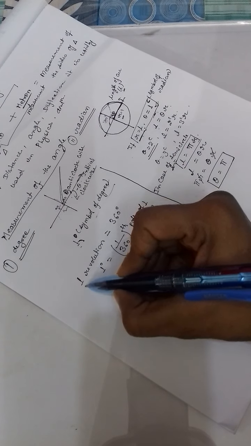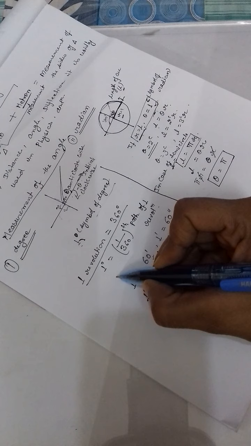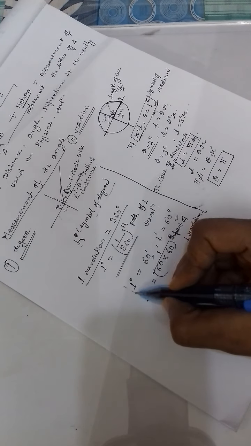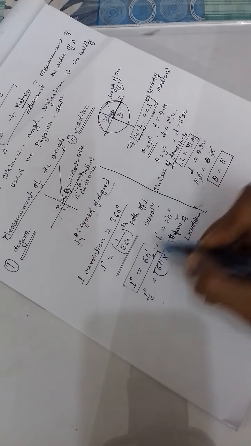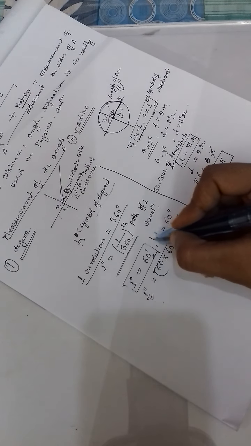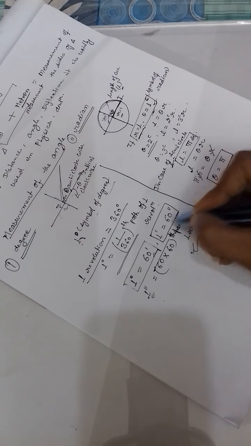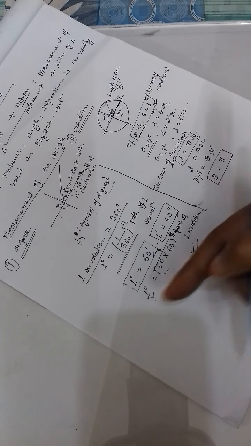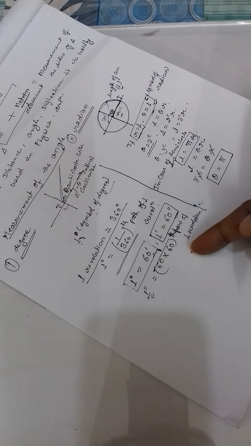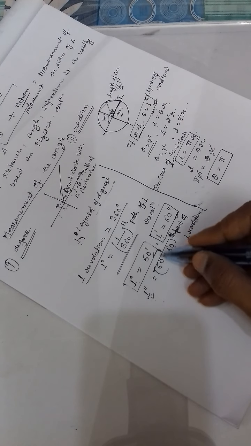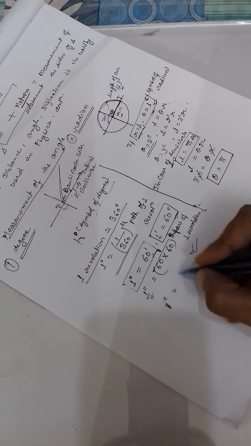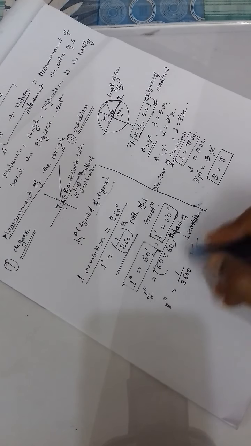In degree, we know that 1 revolution equal to 360 degree. 1 degree is equal to 1 by 360th part of 1 revolution. 1 degree is equal to 60 minute. We know that in 1 minute, how many seconds? 60 seconds. When we want to convert the 1 second into degree, what we do? 1 second is equal to 1 by 60 into 60, means 1 second is equal to 1 by 3600 degree.